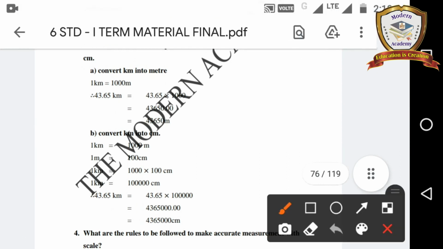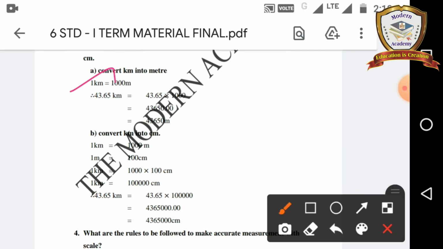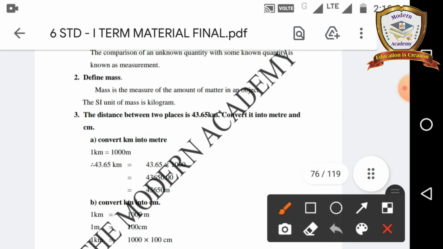The next one, third question. The distance between two places is 43.65 kilometer. Convert it into meter and centimeter. So the first option, convert kilometer into meter. Okay, it has two subdivisions. So first thing, convert kilometer into meter.